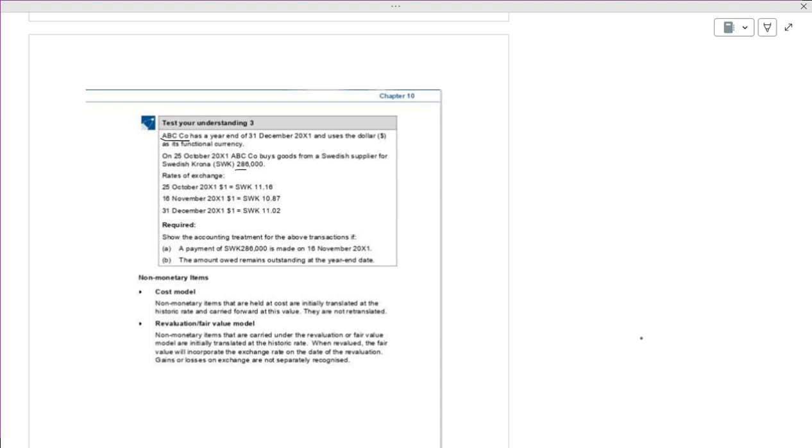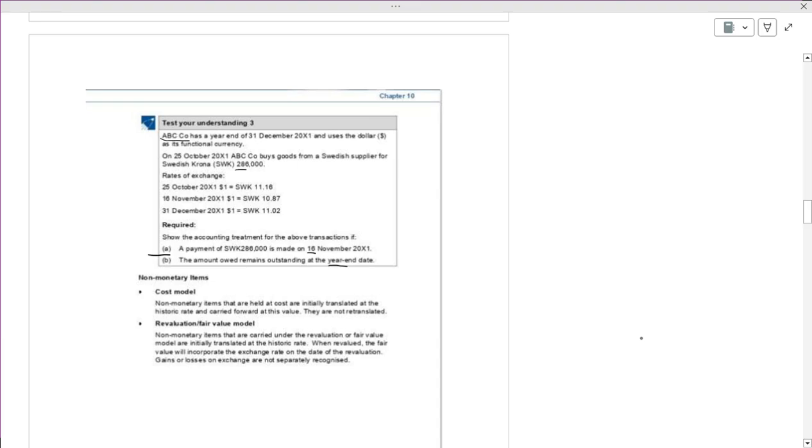Show the treatment. A payment is made on 16th November. The amount owed remains outstanding at the year end. There are two questions. If you settle the transaction on 16th November, how much is the amount? And if it is not settled? We are clubbing question number 1 and question number 2 into question number 3.